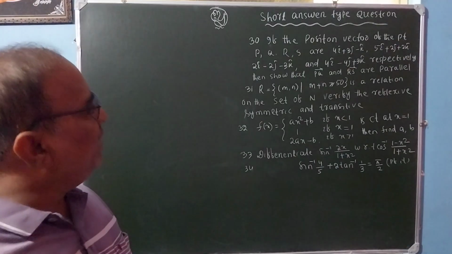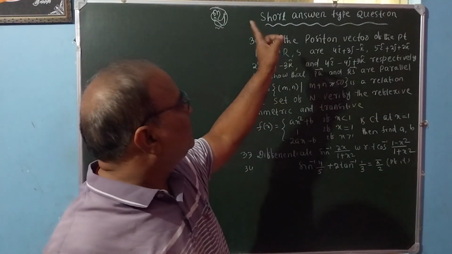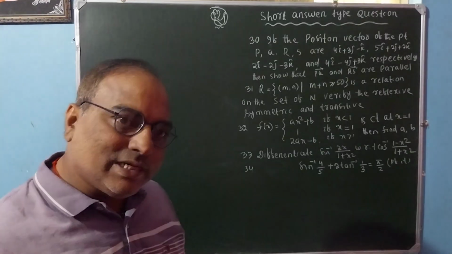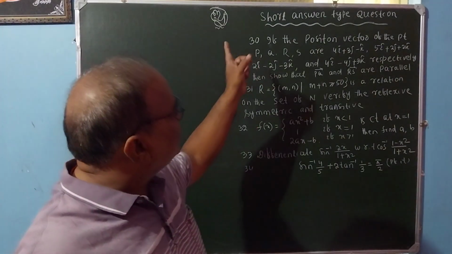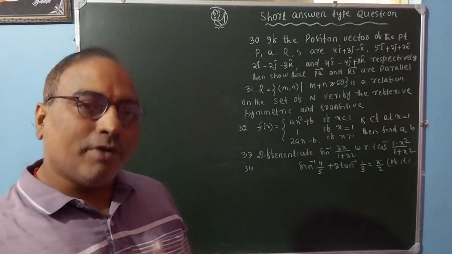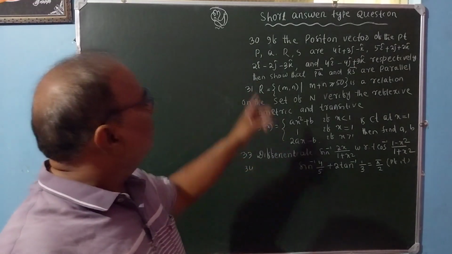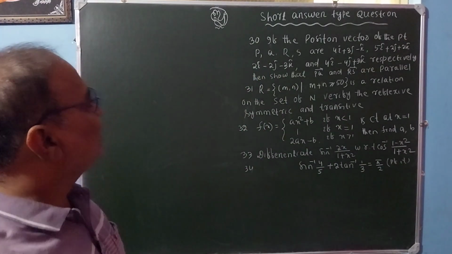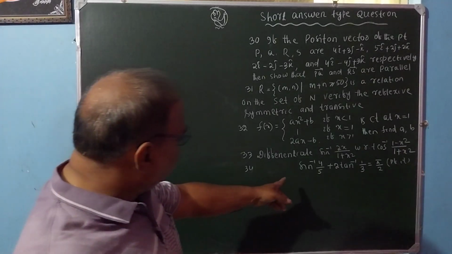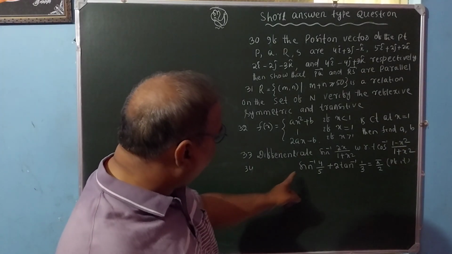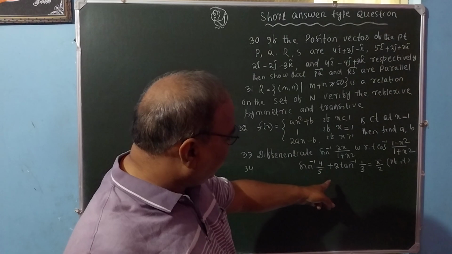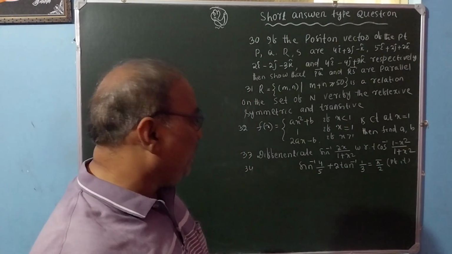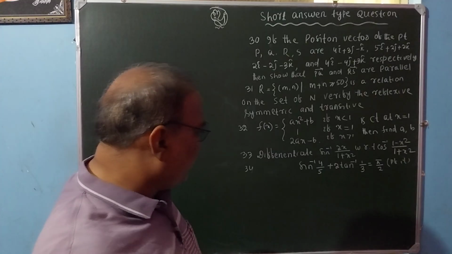Last class I have already discussed some short answer type questions from different chapters. Let us start some more short answer type questions from different chapters, which are very important for your coming examinations. First of all, we discuss question number 34: sin inverse 4 by 5 plus 2 tan inverse 1 by 3 is equal to pi by 2. We have to prove it.